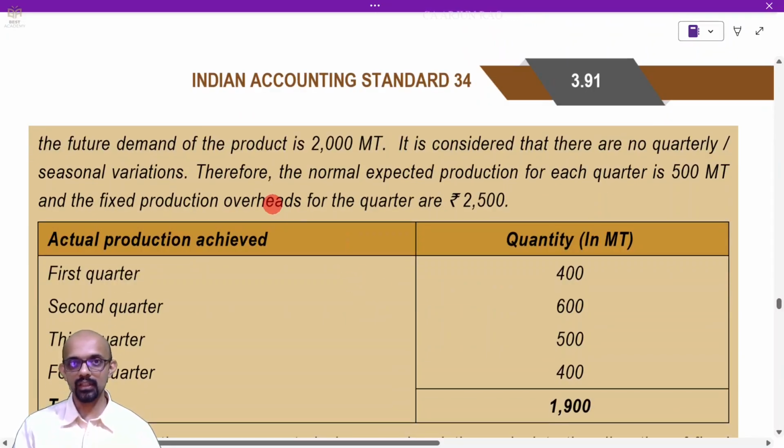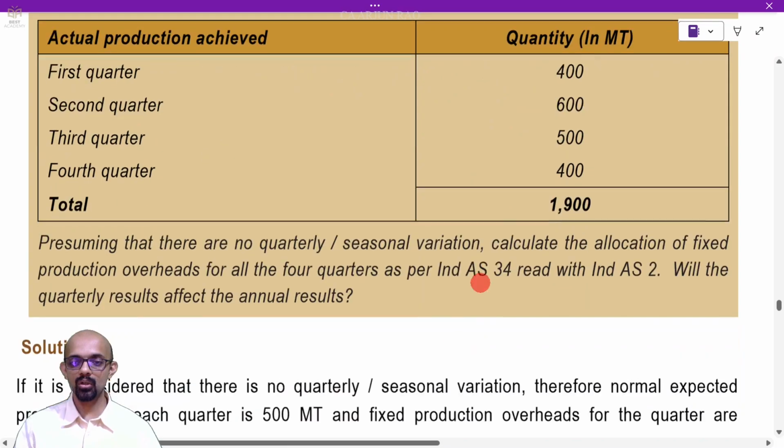Nothing of that sort is mentioned in this question. Actual production achieved in the first, second, third and fourth quarters is given, and the total is 1900. So there is no information about any expected increase in annual production at the end of each quarter. Therefore, we will not change the absorption rate. Now, calculate the allocation of fixed overheads for all 4 quarters.